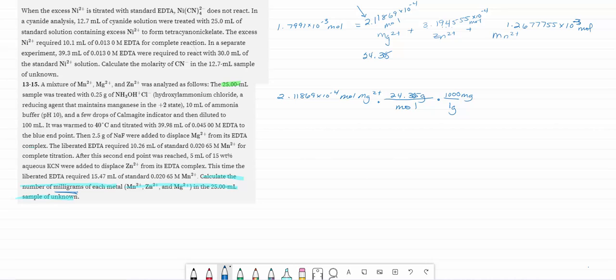Now, you could use your dimensional analysis technique that in 1 gram there are 1,000 milligrams. The question does specifically ask for milligrams. So for this, I get 5.149, look for my sig figs, 5.149 is what I get, milligrams, and that is magnesium. So now I need zinc.